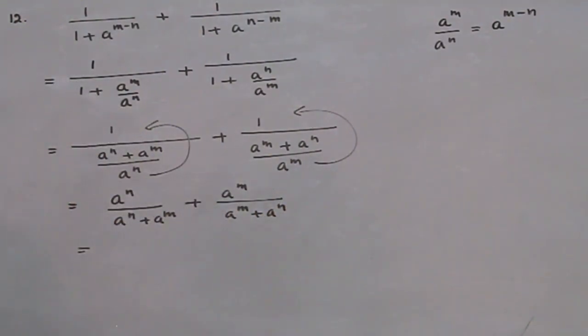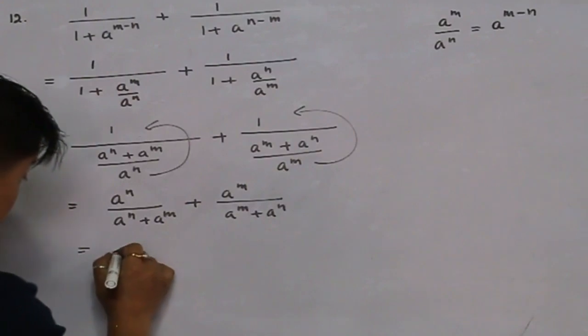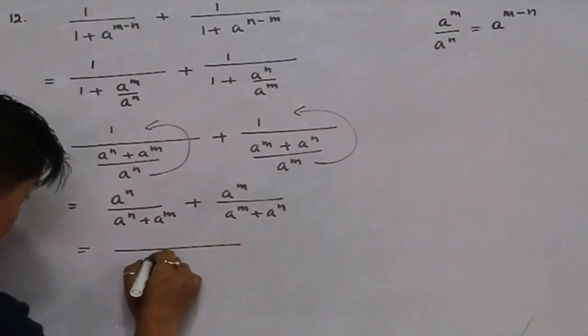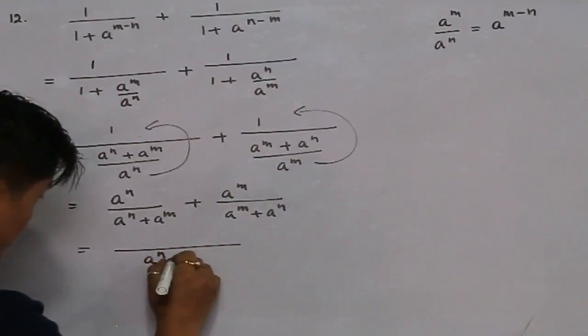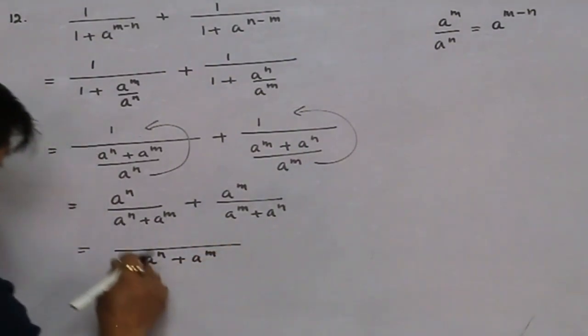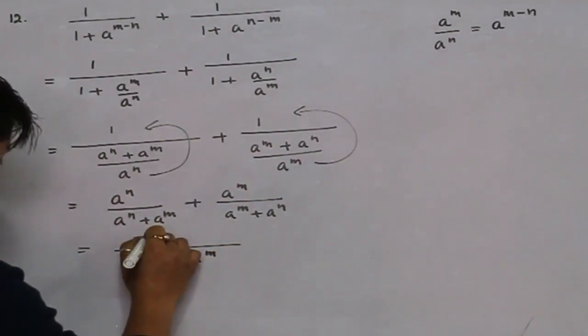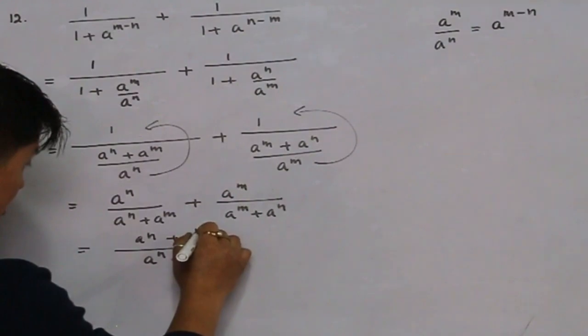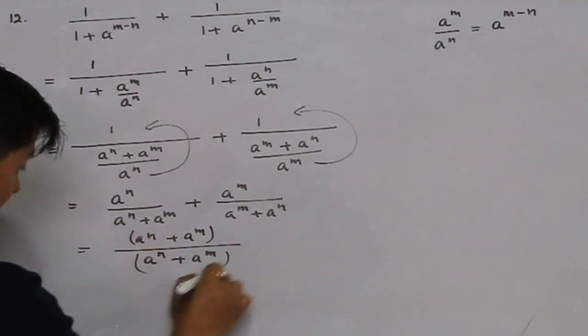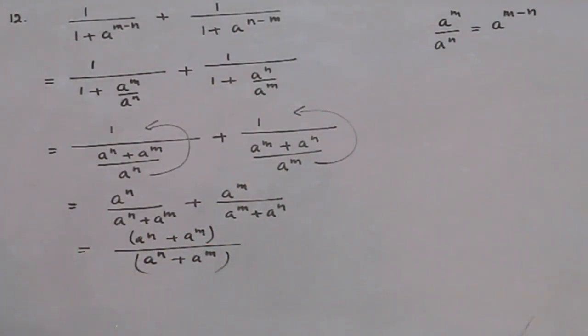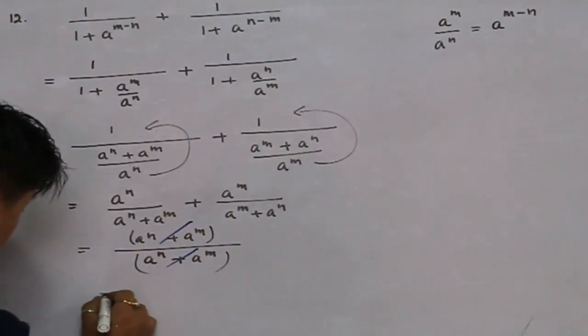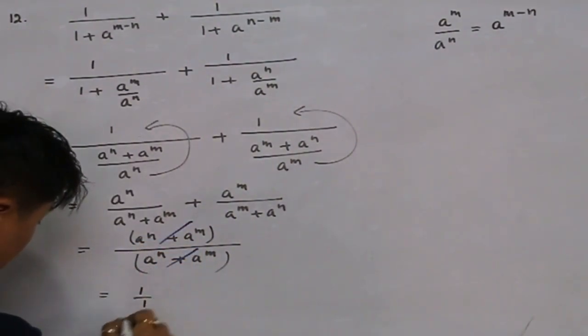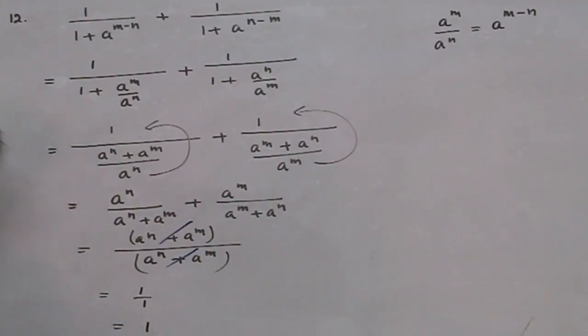So a to the power n. We have the same denominator, so we can take the common LCM, a to the power n plus a to the power m. Here also we will get a to the power n plus a to the power n. Put them in the bracket and the similar terms cancel. Then this will be 1 upon 1, equals 1.